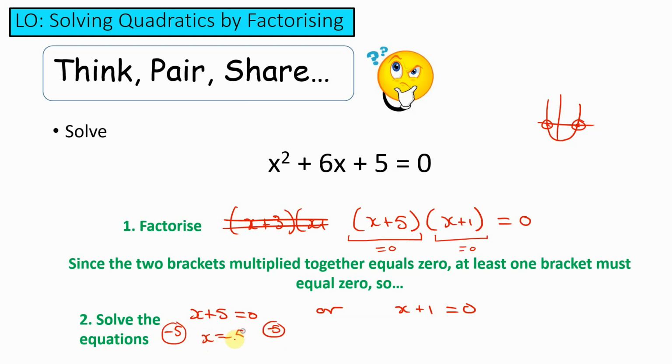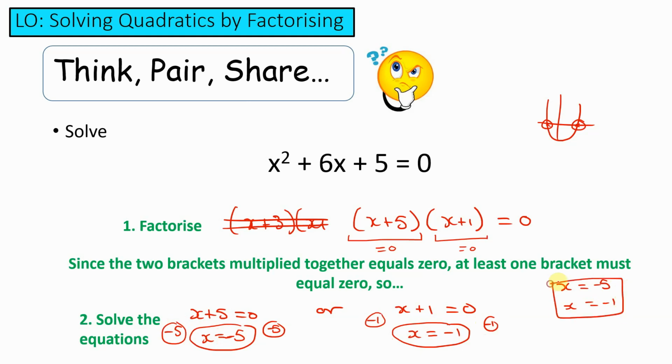X equals minus 5 is our first answer, and x equals minus 1 is my second answer. So we'll get two solutions, and you just want to write them like that. You might just want to go out to the side and say x equals minus 5, x equals minus 1. And then if we were to plot that, we'd have a dash at minus 1, a dash at minus 5, and we'd know our quadratic could go through these points.